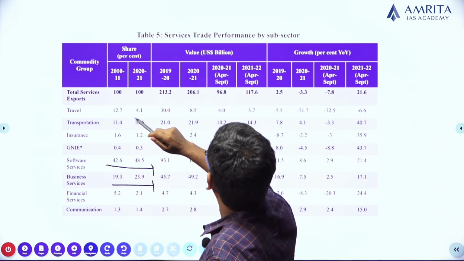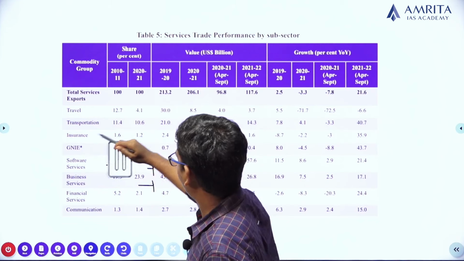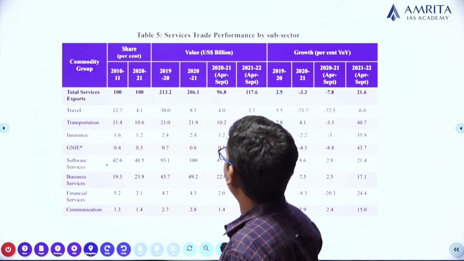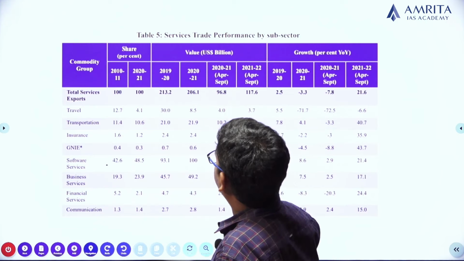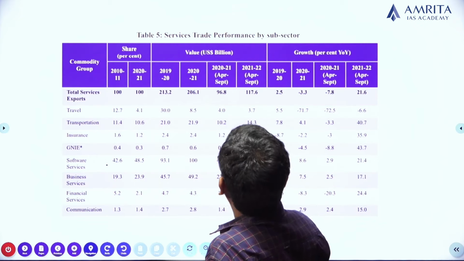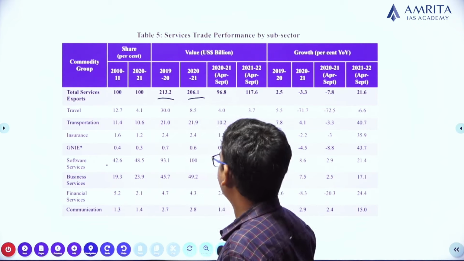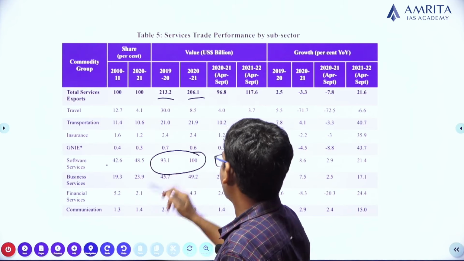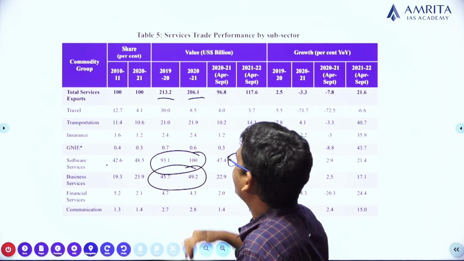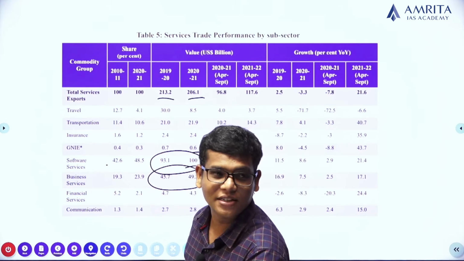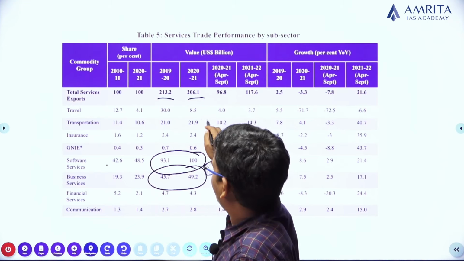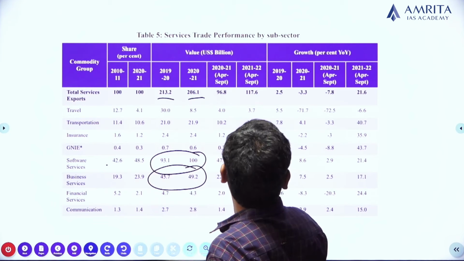In our exports, because we are doing a lot of services exports, if you want an absolute number, I'll take 2020-21 or 2019-20. Our total services exports are 213 to 226 billion dollars. In that you can see our software exports are almost 100 and our business services are almost 50. That means 150 is coming from here itself, and the remaining is transportation and all the other things.